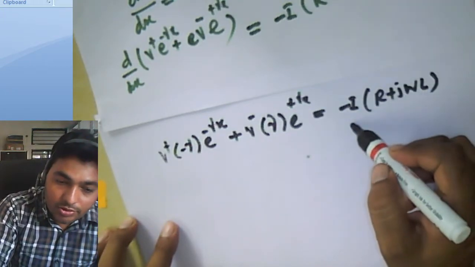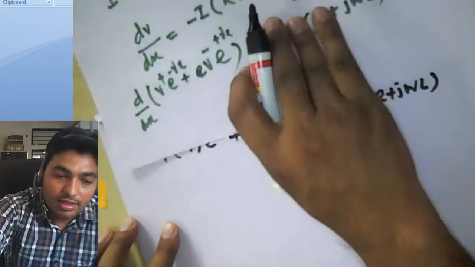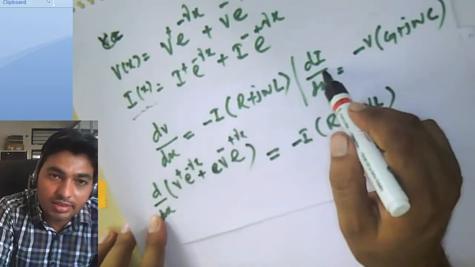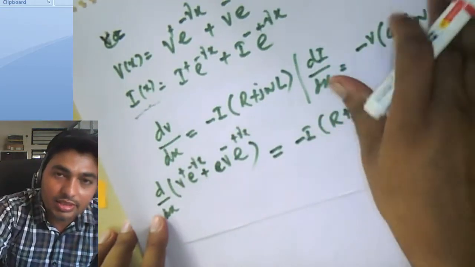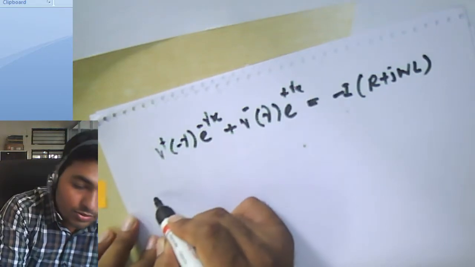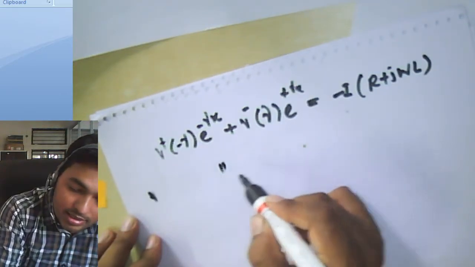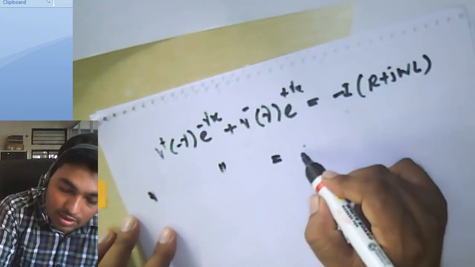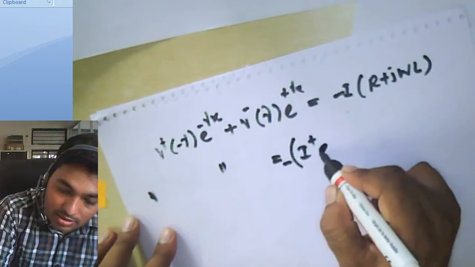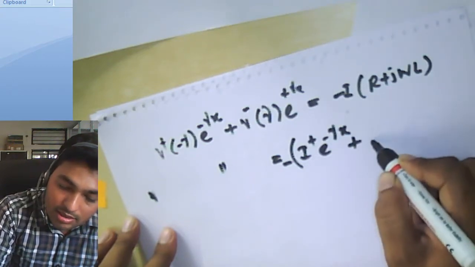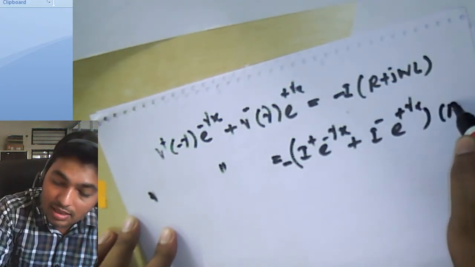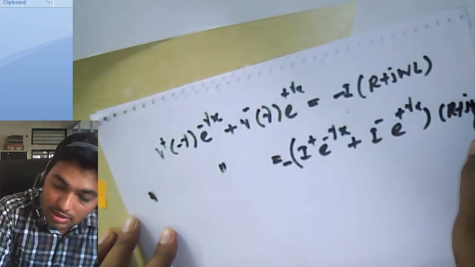Now we also have this I, and for this I we have the solution of current also. So we'll substitute this solution of current in this equation. So instead of I, this will be equal to V plus, this will be as it is, that will be equal to now I plus, this will be minus I plus e raised to minus gamma x plus I minus e raised to plus gamma x times r plus j omega l.